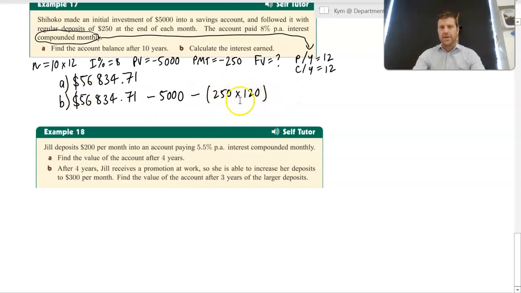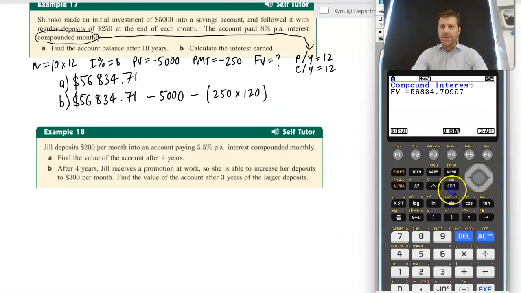Now, of course, you can put that into the calculator and you'll get an answer of, I think it'll work out to exactly $21,834.71. Or another way of doing it is to use that amortization function within your graphics calculator.